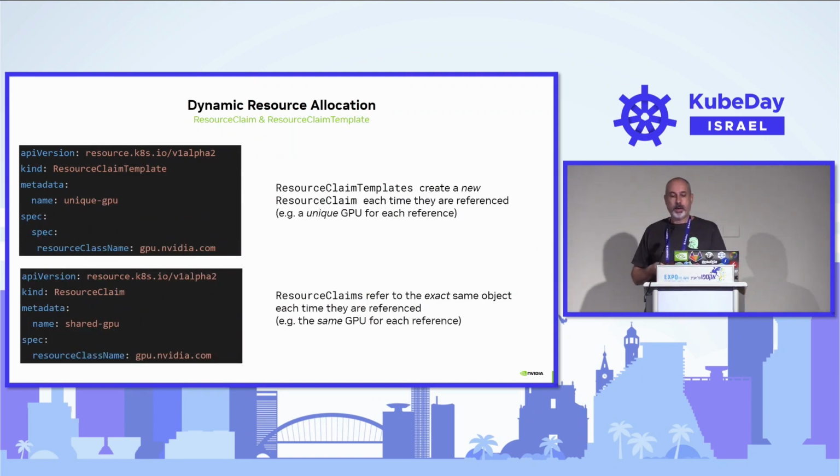OK, so we have a resource claim template and a resource claim. So what is the difference? Like I mentioned earlier, a resource claim template creates a new resource claim each time it is referenced. And the resource claim will refer to the exact same object.